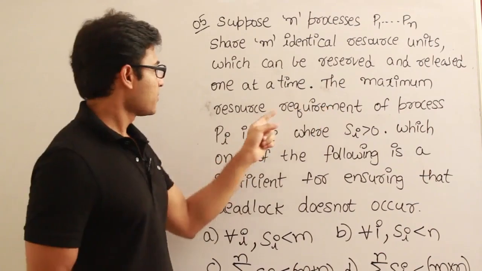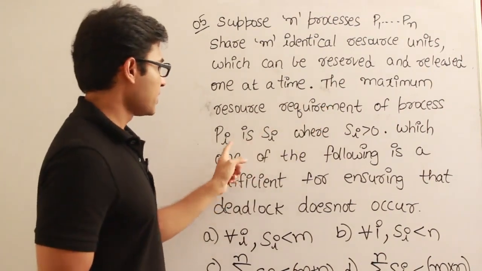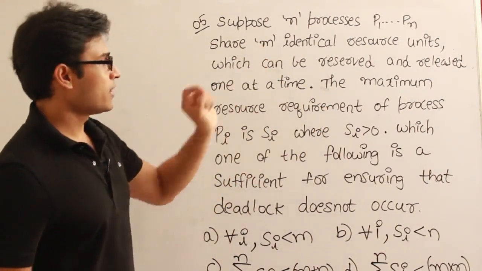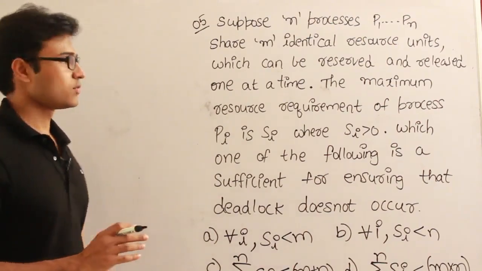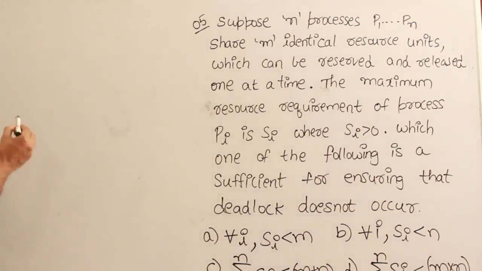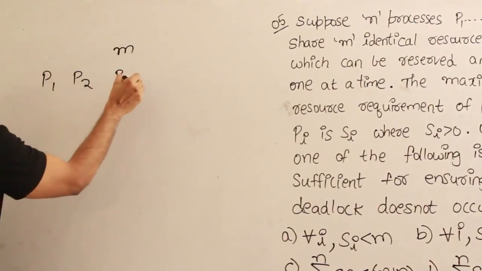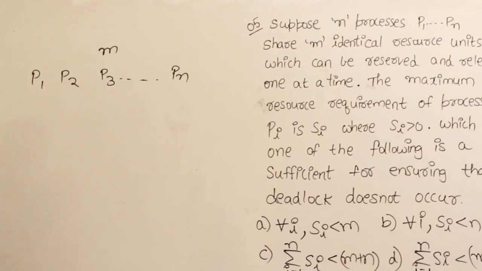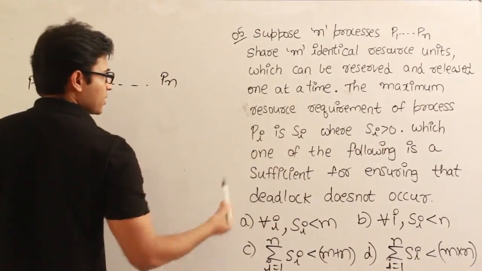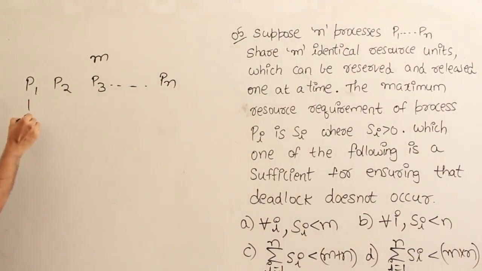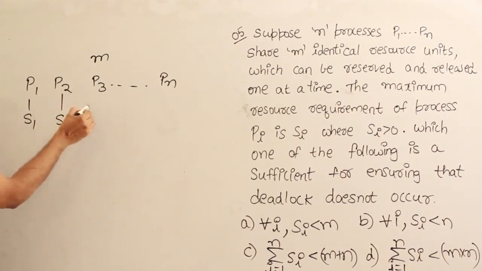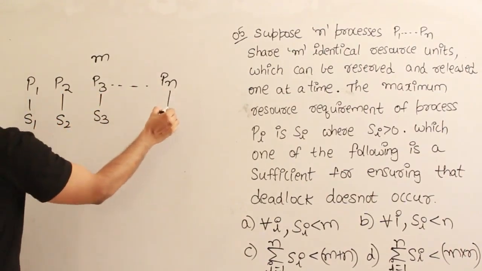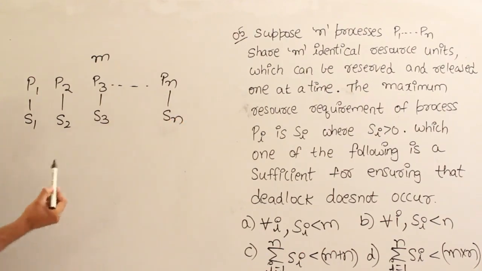And now the maximum number of resources required by a process Pi is Si, which means each process Pi requires Si units of the resource. So what they are trying to say is that there are m resources totally and n processes P1, P2, P3, so on Pn, and each process Pi requires Si units of the resource. P1 requires S1 units, P2 requires S2 units, P3 requires S3 units, and Pn requires Sn units. That is what they are saying.